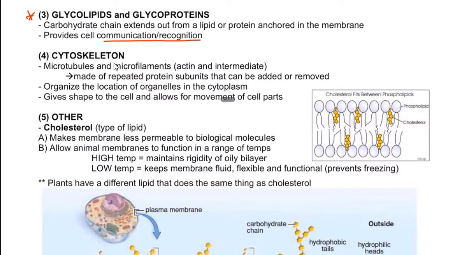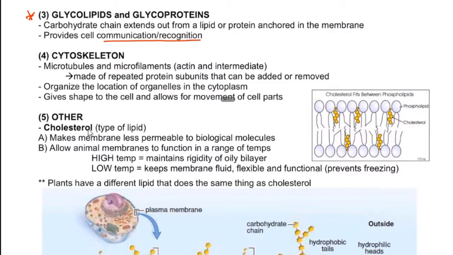Then we have the cytoskeleton. That's the microtubules and microfilaments that you saw in the video. They're going to be those little protein subunits that you saw forming and then being torn apart. And then you can add them here, move them there. You can do whatever you need to do with your cytoskeleton. It's supposed to give shape to the cell and also act as that transportation highway to be able to move things around, like the vesicle you saw with that little kinesin motor walking it around.